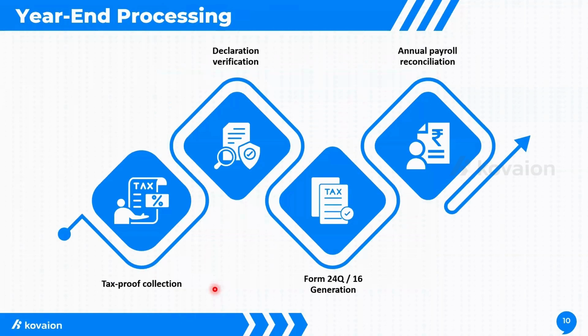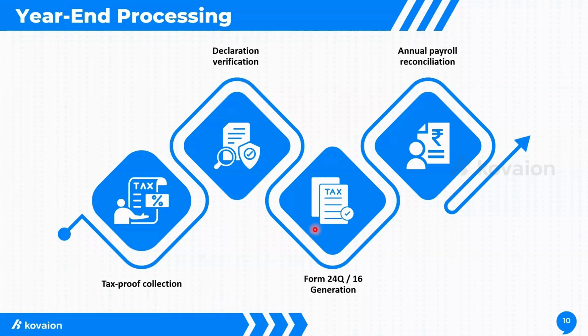Year-end processing is one of the most critical phases in payroll, and our solution simplifies it end-to-end. It starts with tax proof collection, where employees can easily upload their investment proofs through the self-service portal. Next, we have declaration verification, ensuring accuracy and compliance before finalizing tax calculations.